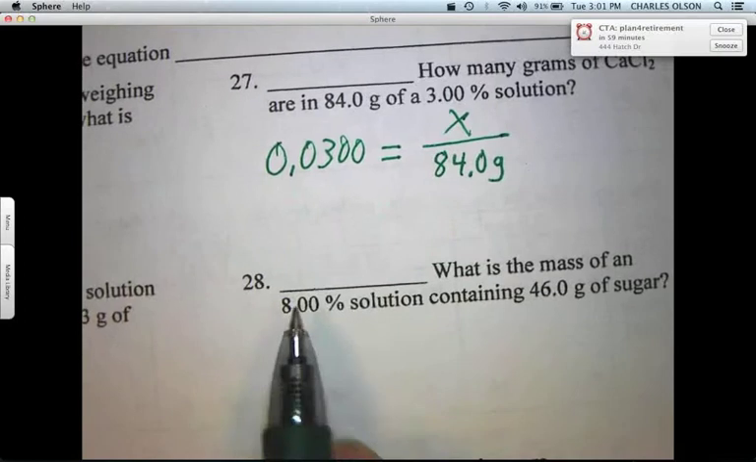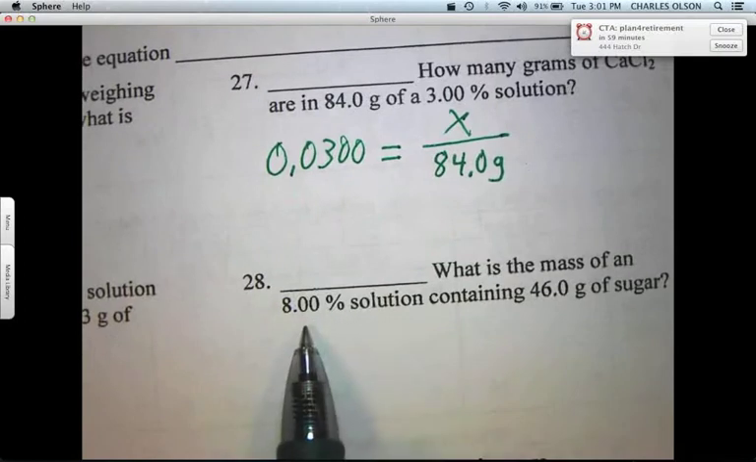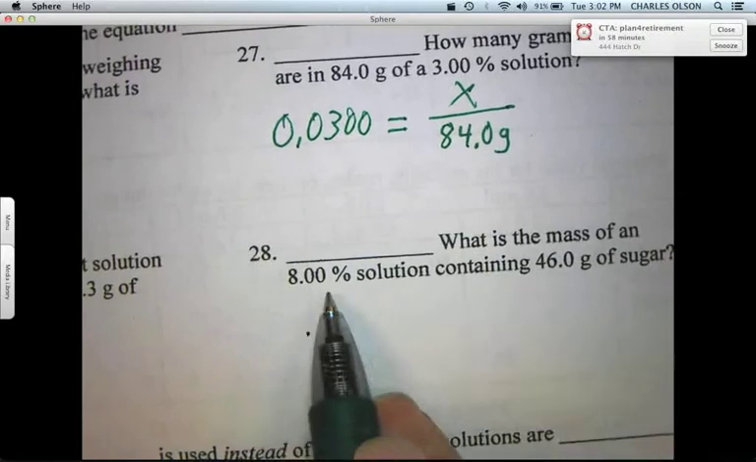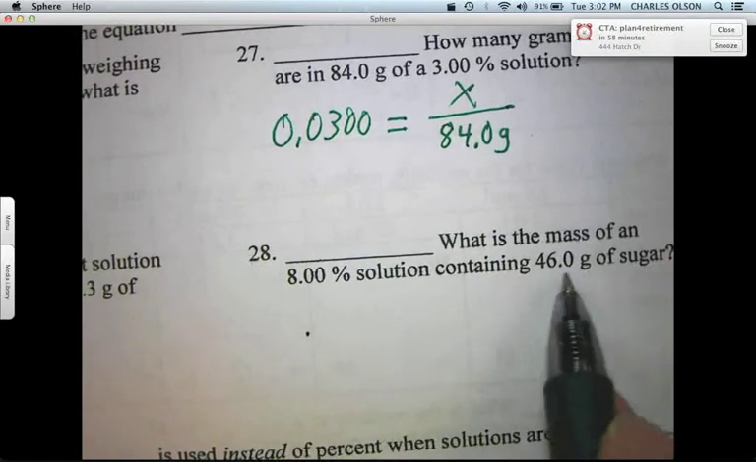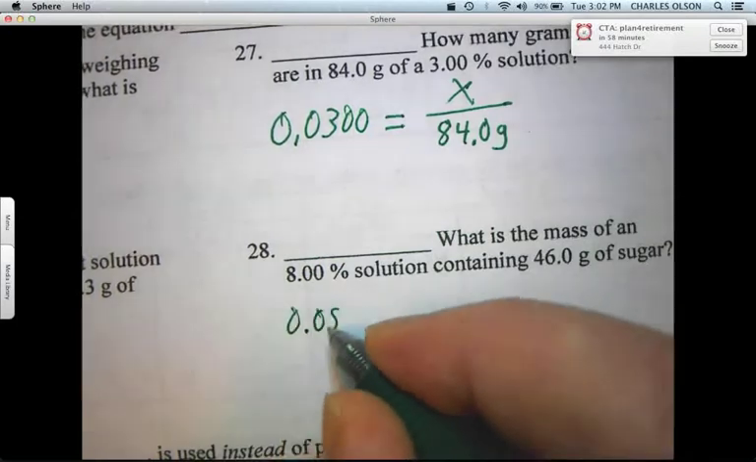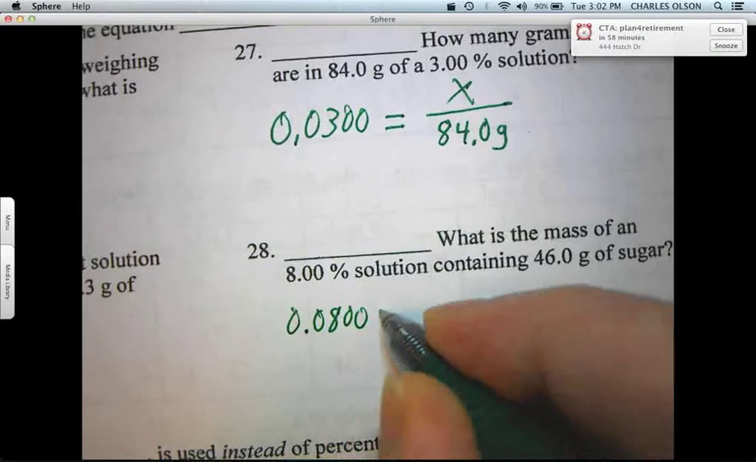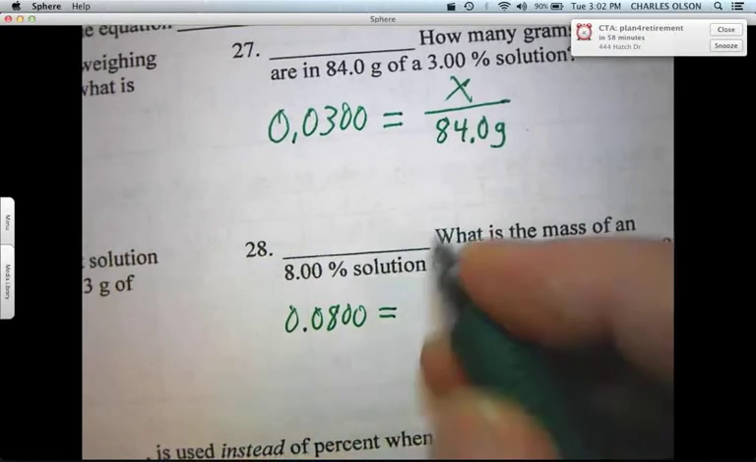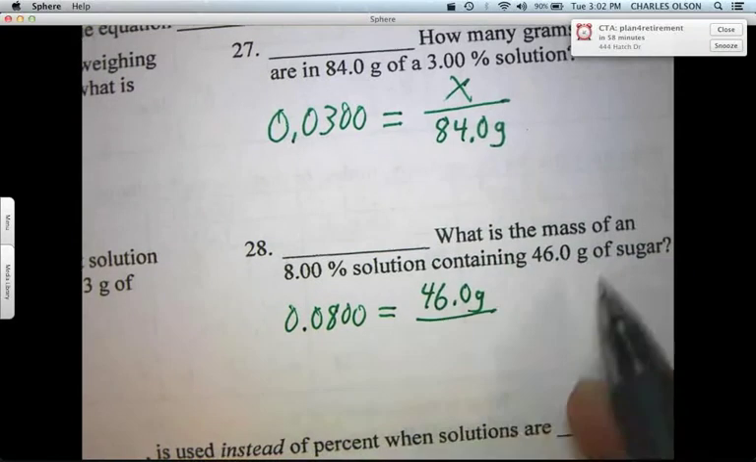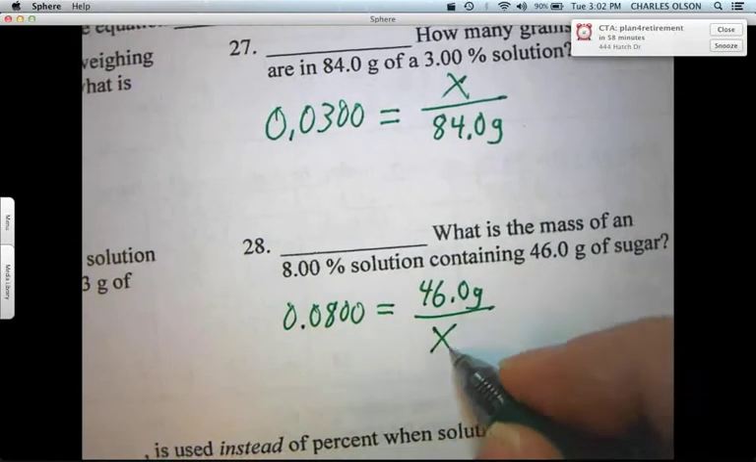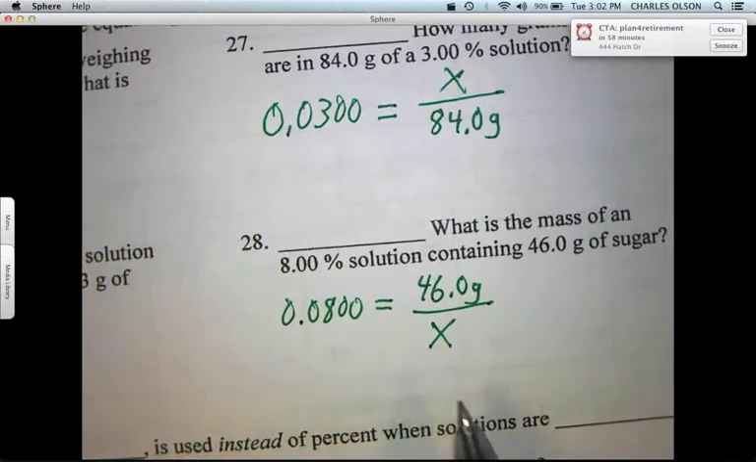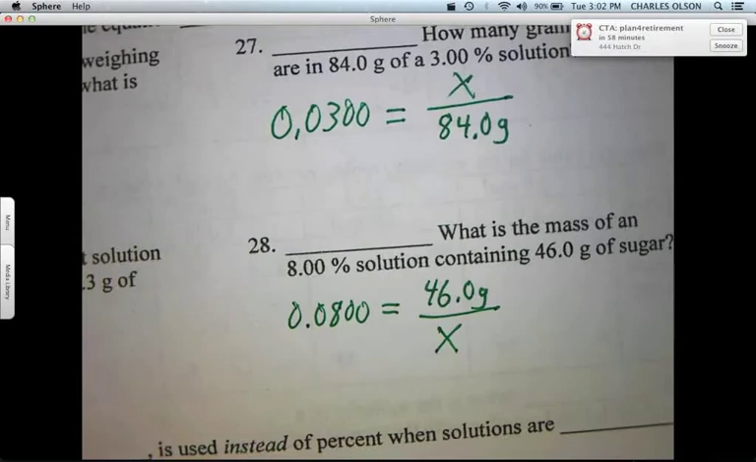Okay, this one's similar. What's the mass of an 8% solution containing so many grams of sugar? That's the solute. In this case, we have 0.0800 equals the part, the 46.0 grams, over the whole, which is what we don't know. We don't know the mass of the solution. So, that's how we solve that.